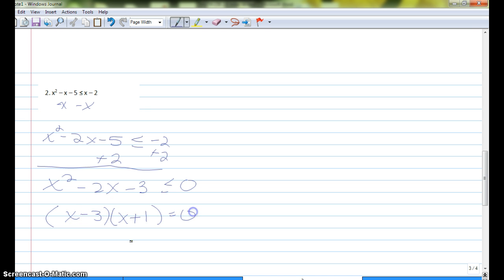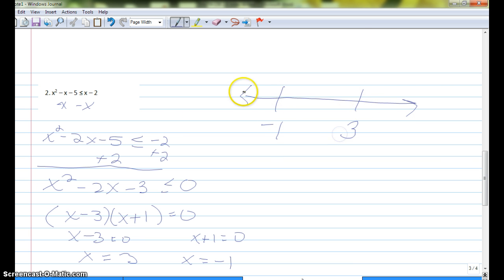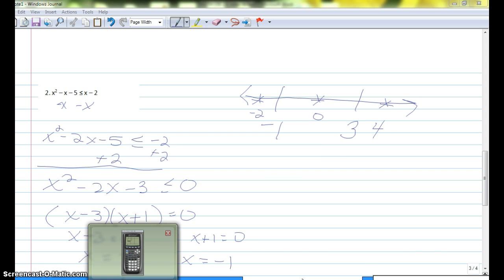So we'd set each of these factors equal to 0. So our zeros are 3 and -1. So we'll make our number line. We'll put -1 and 3. So for test values, we can choose something like -2, 0, and 4. So we're going to test those values.